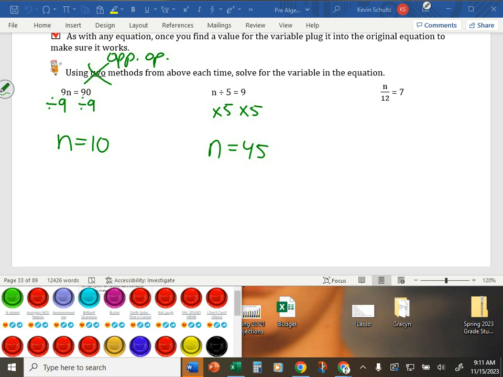These can be checked pretty easily also. If n equals 45, plug it back in. Does 45 divided by 5 equal 9? Yes, it does.